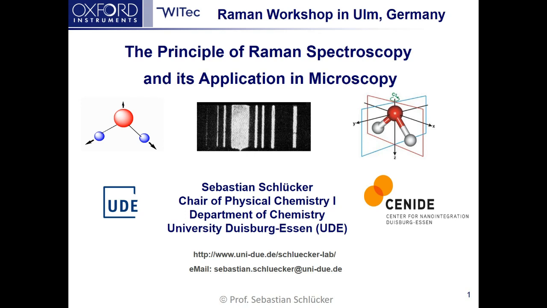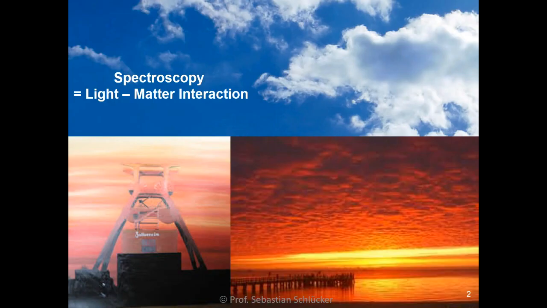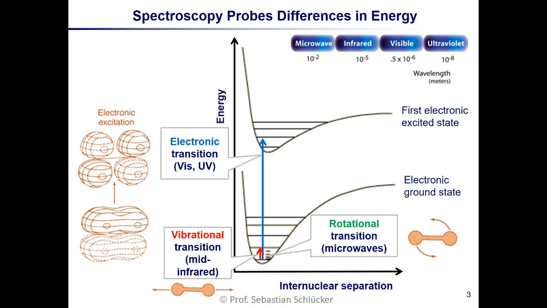Welcome to this tutorial talk on the principle of Raman spectroscopy and its application in microscopy. This is a quick reminder that spectroscopy is about light-matter interactions. In spectroscopy, we probe differences in energy, differences in rotational energies, in vibrational transitions. This is what we are interested in this workshop. But you can also, of course, probe electronic transitions.